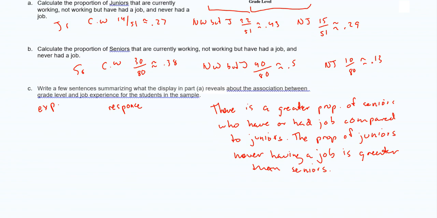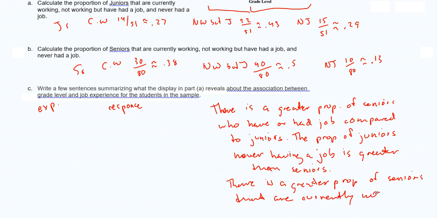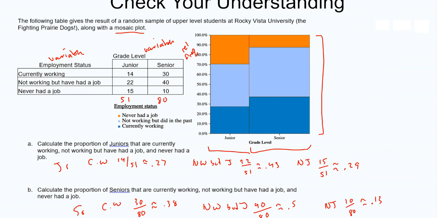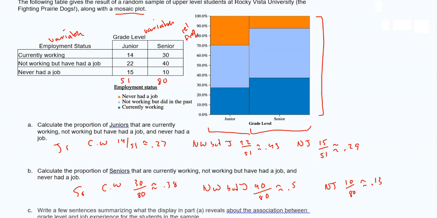You can also say that there is a greater proportion of seniors that are currently working compared to juniors. And so it appears that the association is that seniors, like I said before, have had a job compared to those that are just simply one year underclassmen, the juniors.